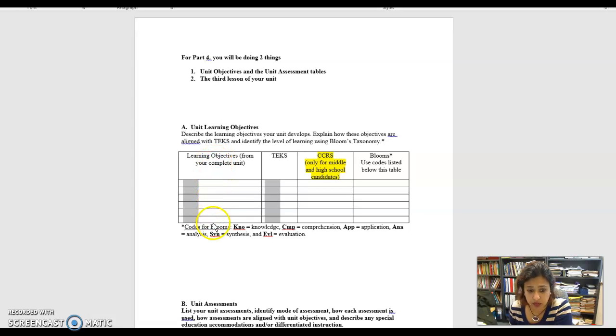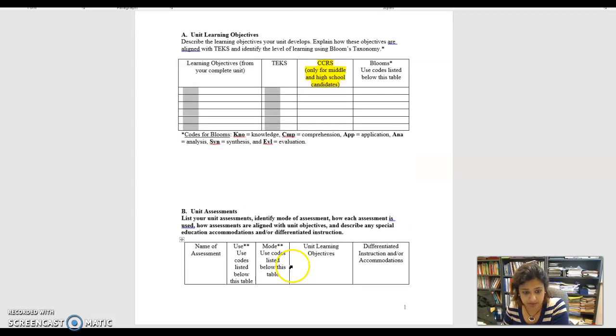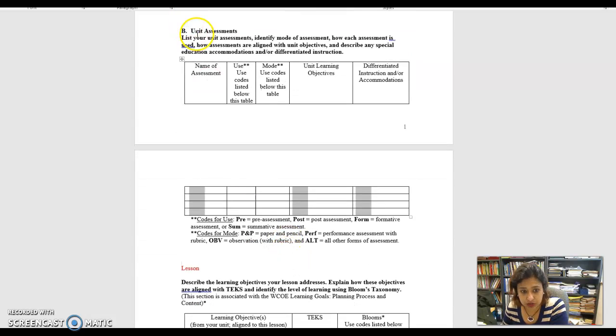So you're going to put all your learning objectives, you're going to put your TEKS, and you're going to put your Bloom's code here. You want to make sure your Bloom's codes are increasing in the level of complexity, increasing in the level of thinking and creativity, and you're moving over to higher order thinking. For unit assessments, you're going to put all your assessments here.